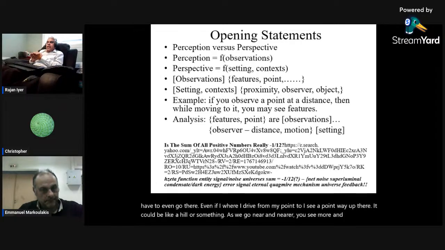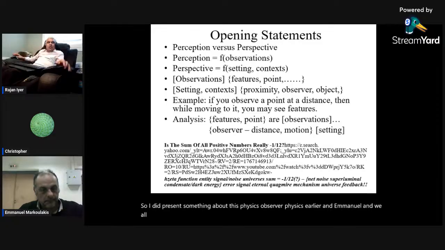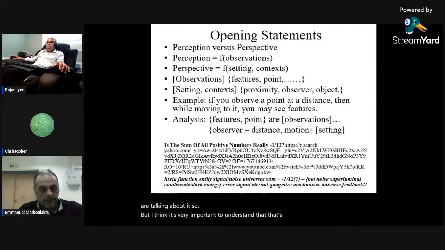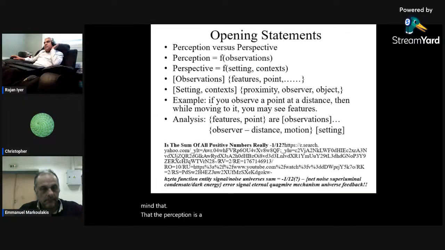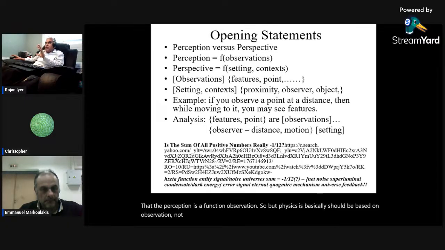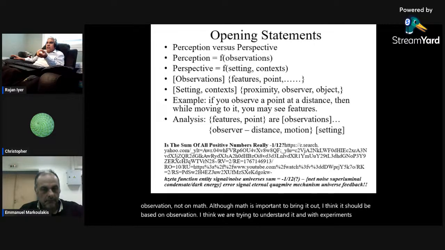So I did present something about this, observer physics, earlier, and Emmanuel and we all are talking about it. I think it's very important to keep in mind that perception is a function of observation. Physics should be based on observation, not on math. Although math is important to bring it out, I think it should be based on observation. With the experiments that Emmanuel and all of us are engaged in, the actual observations are very important.